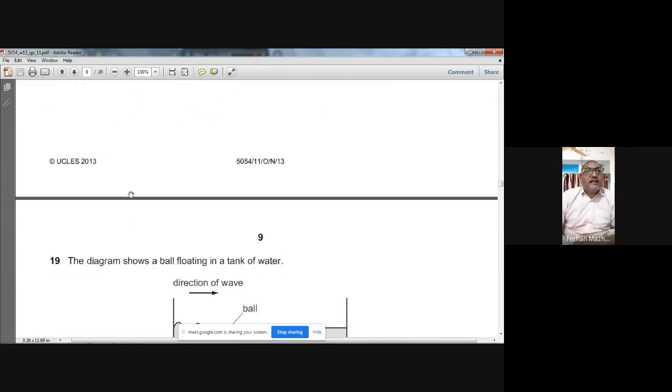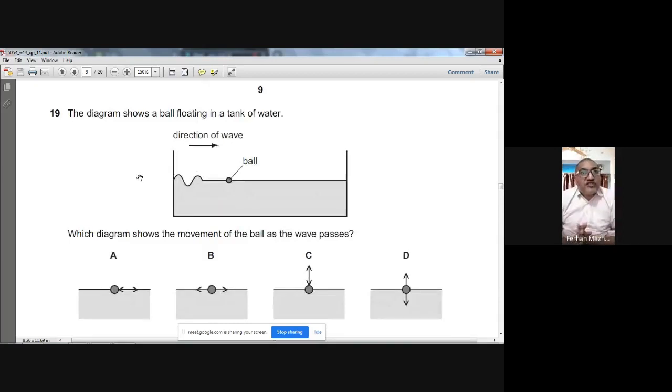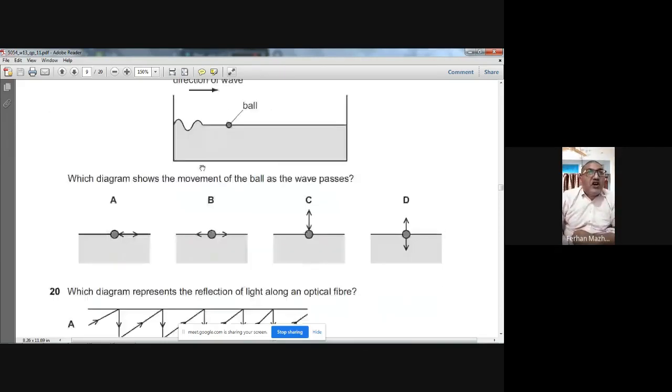So next question. The diagram shows a ball floating in a tank of water. Direction of the wave we have shown. Which diagram shows the movement of the ball as the wave passes? You see these water waves, they are transverse waves. And the particles of the medium vibrate perpendicular to the direction of the wave. So if the wave is going from left to right, the particle of the medium will be vibrating perpendicular to it. If the wave is going in this way, the particle of the medium will be going up and down. So D is the option. Question number 19, D is the option.